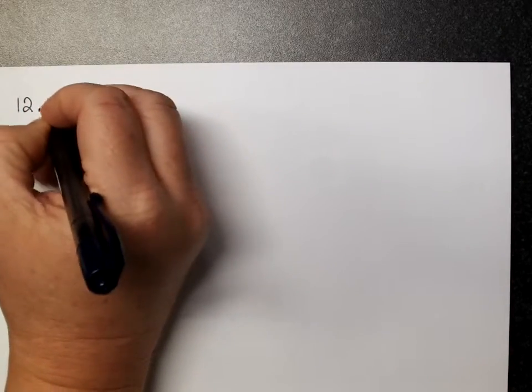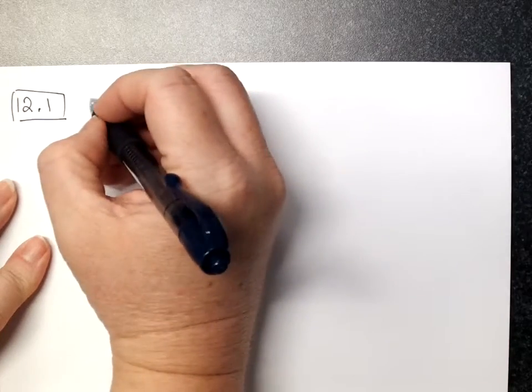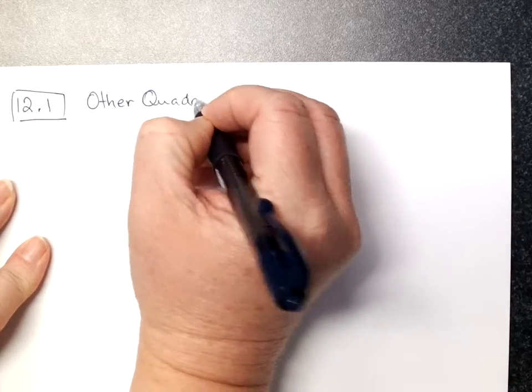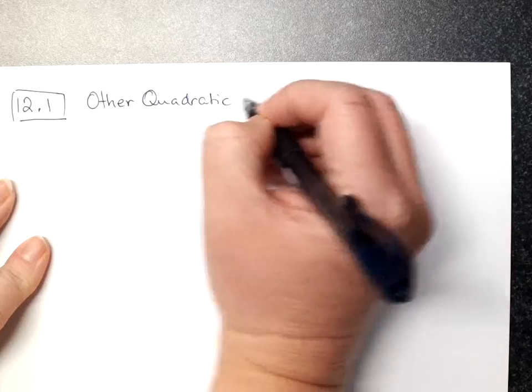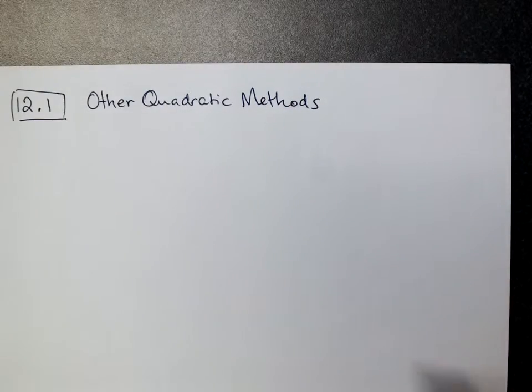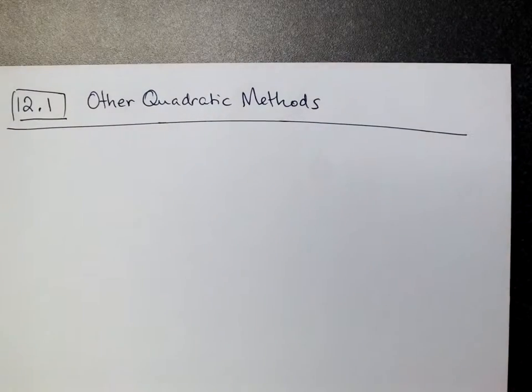Okay, so let's move into chapter 12, specifically 12.1. But actually, before we do that, 12 in general is other quadratic methods. We're going to come back to that in just a sec, but let's look at the quadratic method we already know.